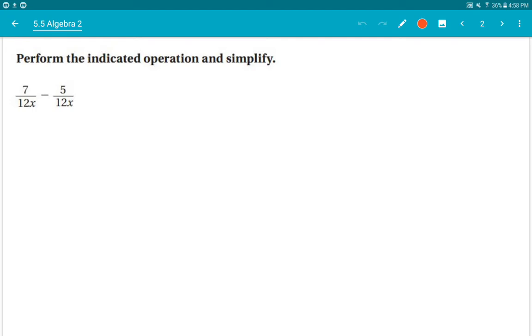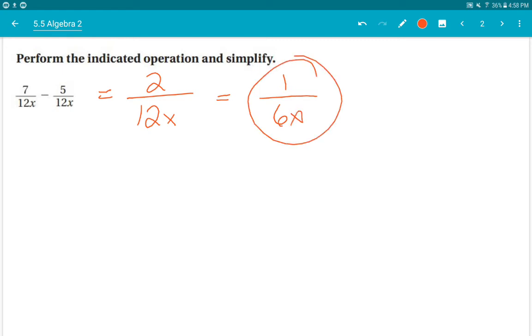Here, perform the indicated operation and simplify. They're telling us to subtract the two fractions. We can because their denominators are the same. So 7 minus 5 is 2 over the denominator, 12x. From the previous section, can we simplify this? Yes. 2 and 12 simplify, and we get 1 over 6x as our final answer. When it's common denominators, it's nice and easy and straightforward. Just follow the same rules you learned back in 5th grade.